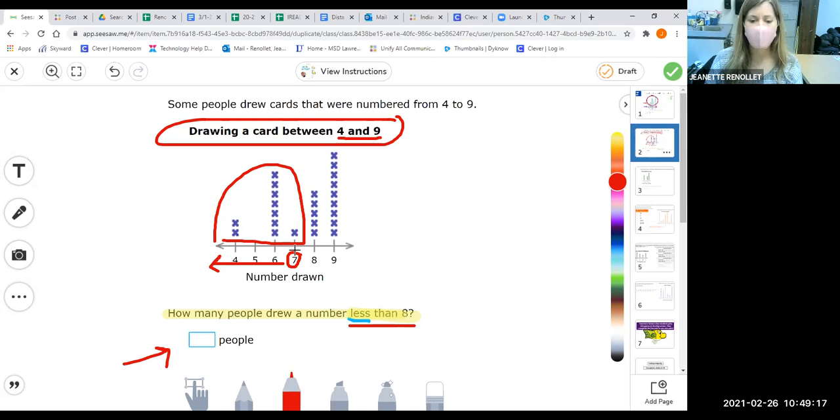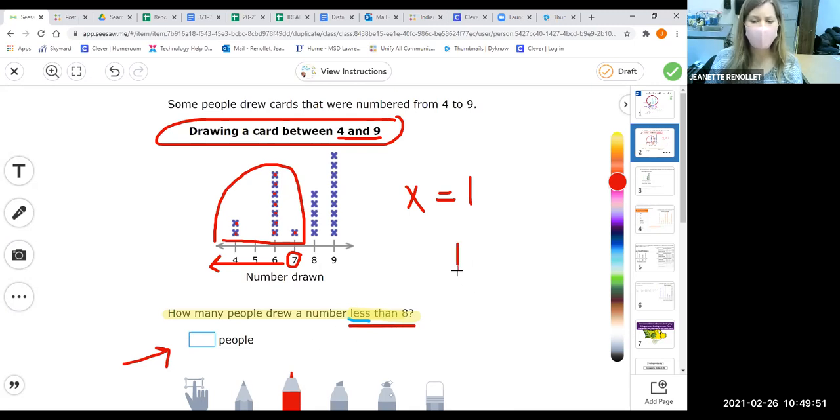So let's look at starting at these X's. We're going to count all of the X's because each X equals 1 person. Okay, so we're going to count all the X's that are less than 8. So 1, 2, 3, 4, 5, 6, 7, 8, 9, 10. There are 10 people that drew a card less than 8.